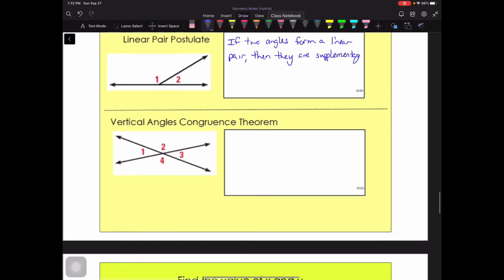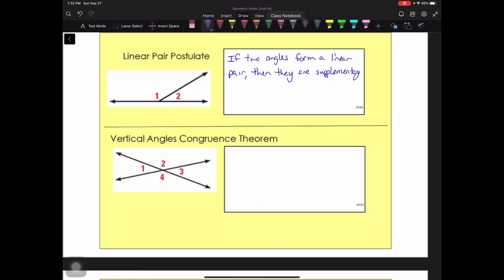So, last but not least, the vertical angles congruent theorem, which in its simplest form, normally we'd go through and prove this, but we are not doing that this year. In its simplest form, we can just say that vertical angles are congruent.